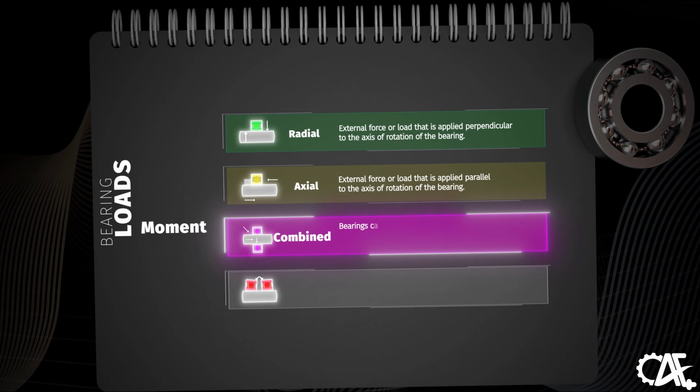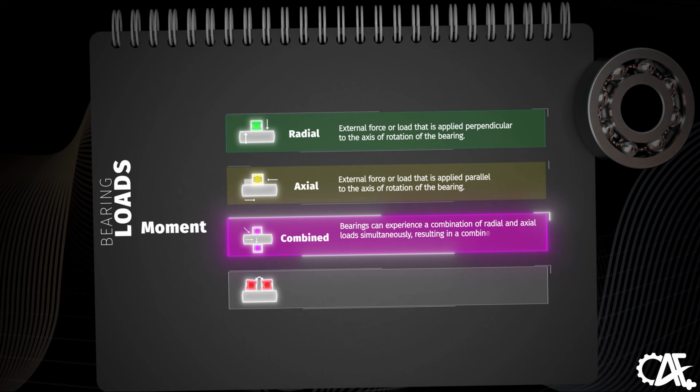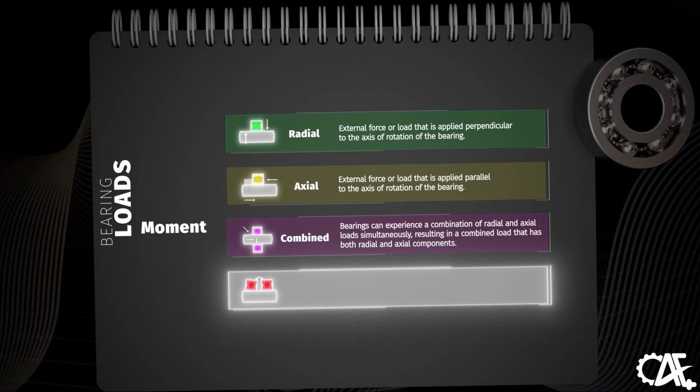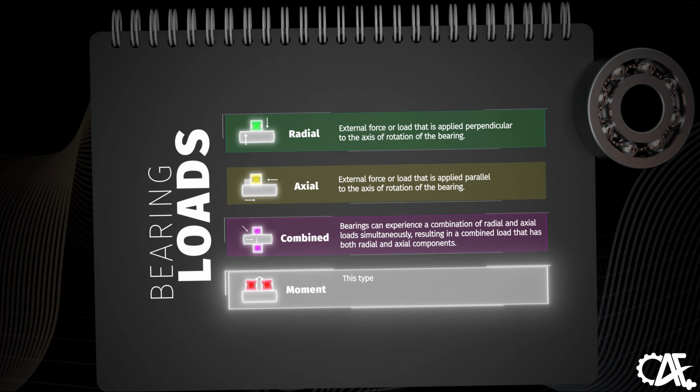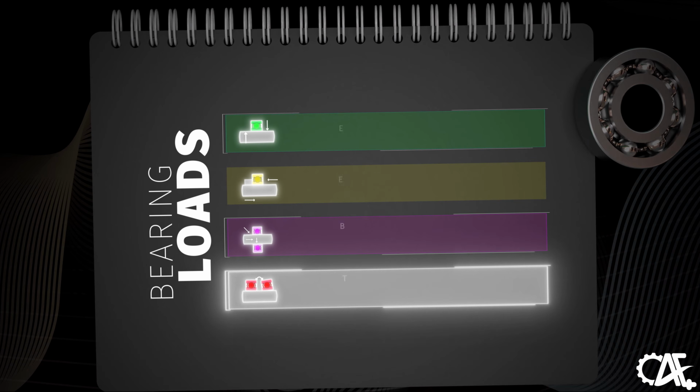Bearings might, on occasion, face both radial and axial forces simultaneously, giving rise to a combined load with elements from both directions. Lastly, we address the moment load. This specific load produces a bending moment around the bearing's axis. It's typically seen when the bearing deals with an off-center or misaligned load. Understanding these distinctions is crucial, especially as we move on to rate each bearing's capability based on these loads in the upcoming sections of the video.